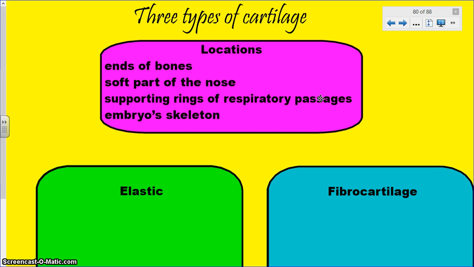It also supports the rings of your respiratory passageways. So, for instance, your trachea, that's your windpipe. You can feel that in your throat. That consists of hyaline cartilage. These are C-shaped rings. They don't go all the way around. They're not a complete circle because your esophagus has to fit in the back there, but they keep your respiratory passages from collapsing. This is also the type of cartilage that forms the embryo's and fetus's skeleton before ossification, or the formation of bone, starts.